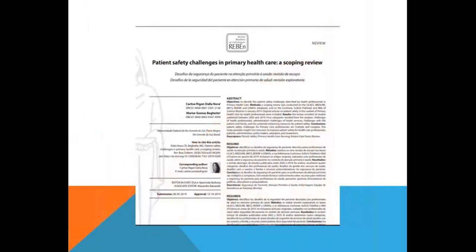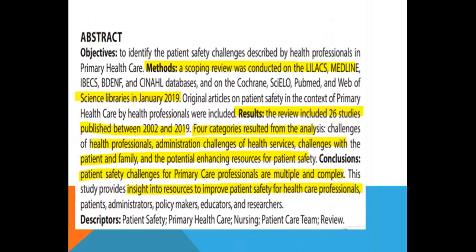A paper is published which shows patient safety challenges in primary healthcare, a scoping review. It identifies the various challenges described by health professionals in primary healthcare. The result shows four categories from the analysis: challenges of healthcare professionals, administrative challenges of health services, challenges with the patient and family, and potential enhancing resources for patient safety. The conclusion showed that the patient safety challenges from primary healthcare professionals are multiple and complex, and this study provides insight into resources to provide patient safety to healthcare professionals.